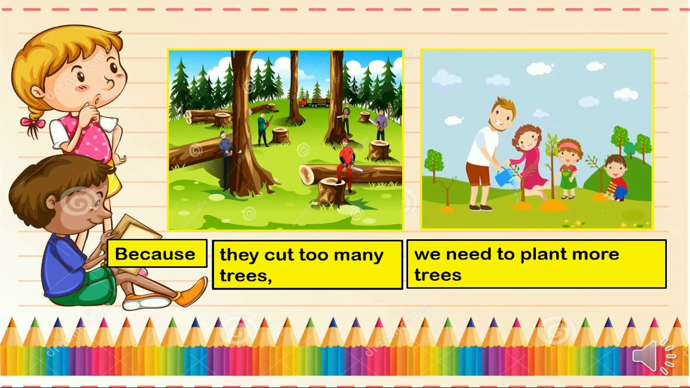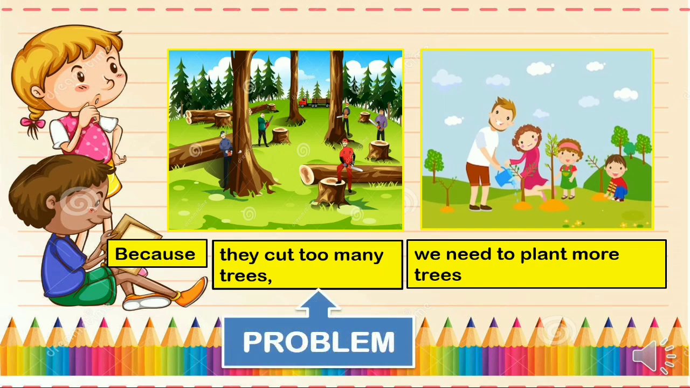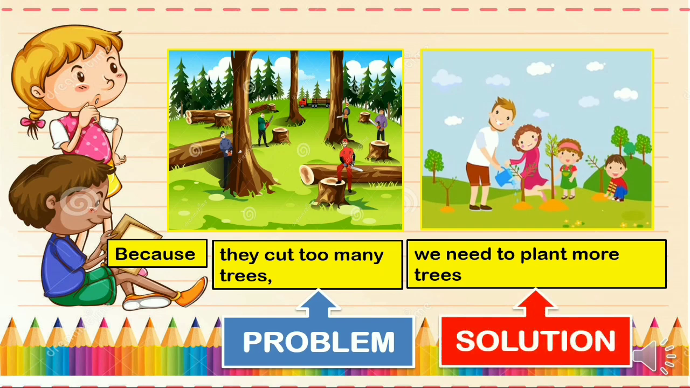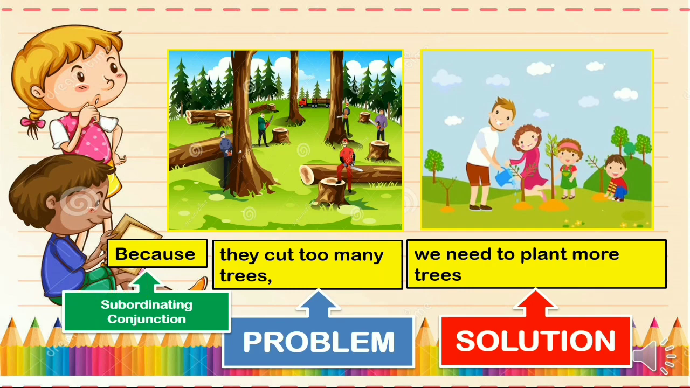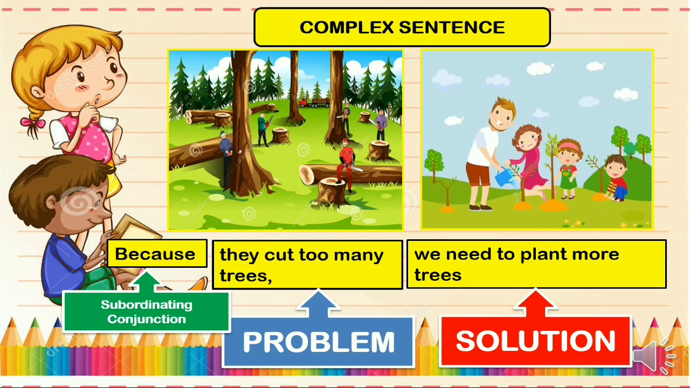What is the problem in this sentence? They cut too many trees. How about the solution to this problem? We need to plant more trees. These two clauses are combined by the subordinating conjunction because. So this sentence is an example of a complex sentence showing a problem and solution.